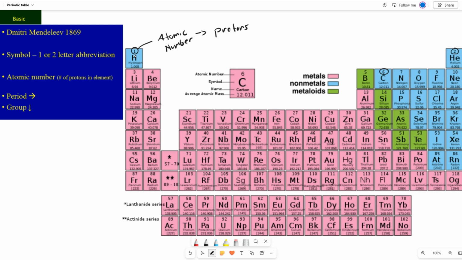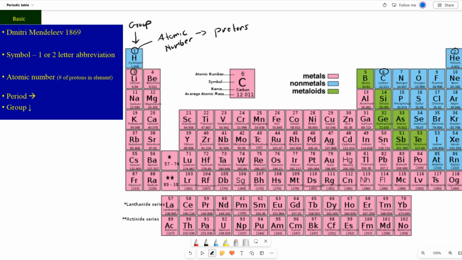Then he looked at element number 2. He looked at helium, and he saw, well, helium does not have any similar properties to hydrogen, so he just kind of put that in its own area as well. But then when he looked at the third element, when he looked at lithium over here, he saw that lithium had a lot of similar properties to hydrogen. So we put lithium underneath hydrogen. And that is then what we call a group.